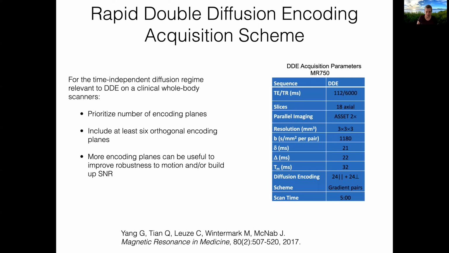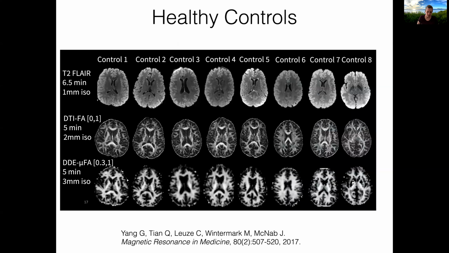So the conclusion was that the goal then should be to prioritize the number of encoding planes, and include at least 6 orthogonal encoding planes. More encoding planes can be used to improve the robustness to motion and/or build up the SNR. And using these concepts, we created a 5-minute scan so that it could be tacked on to scans in the clinic and start to be deployed for testing in clinical situations. And this is an example of the image quality for the microscopic fractional anisotropy maps on the bottom row for that 5-minute acquisition.